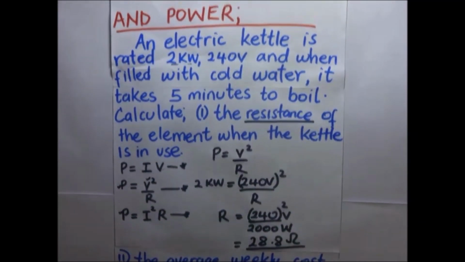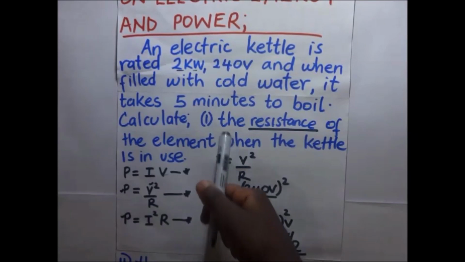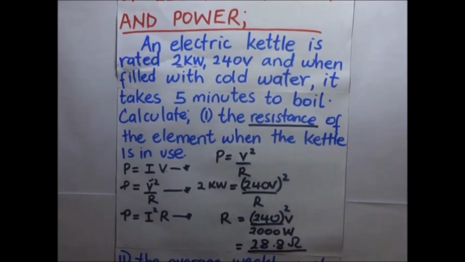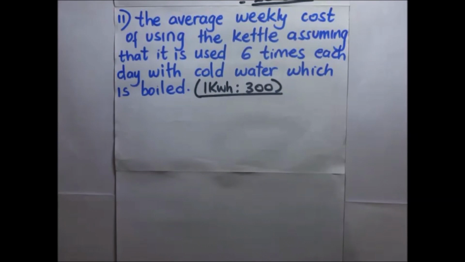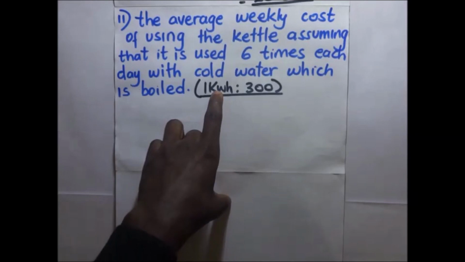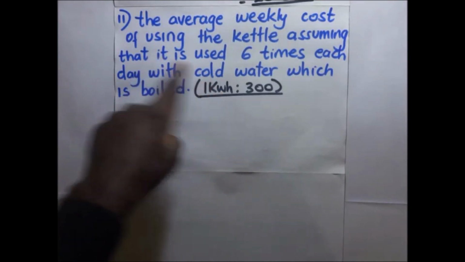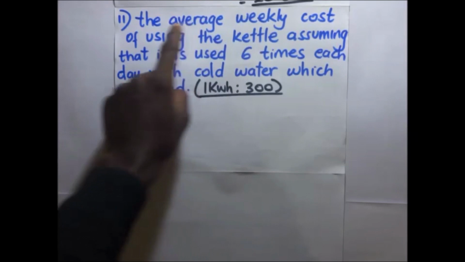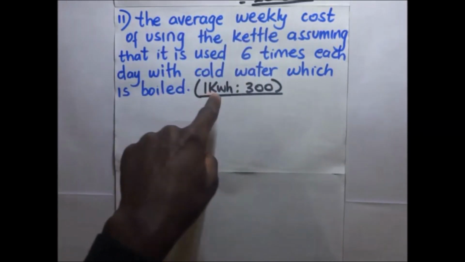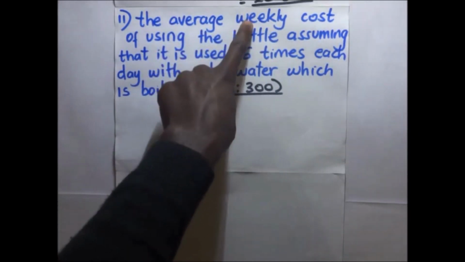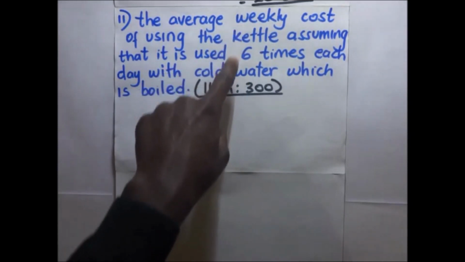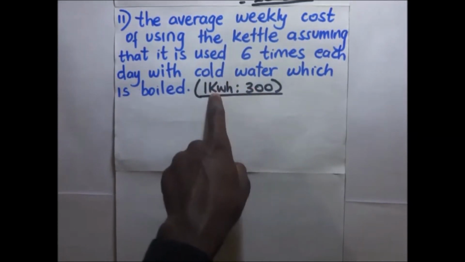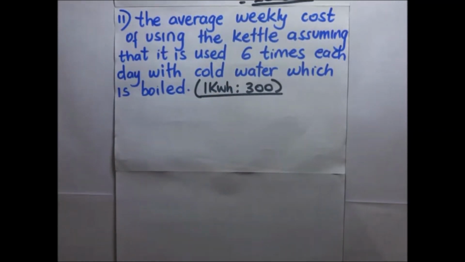So let's look at Roman 2 of the question. Roman 1, they were asking us to find the resistance of the element when the kettle is in use. Now they're asking us to find the average weekly cost of using the kettle, assuming that it is used 6 times each day. So it means that we are supposed to find how many kilowatt hours are spent in a week, because they are asking us to find the average weekly cost. So we find the kilowatt hours that are used every week. After getting the kilowatt hours that are used every week, then we can find the cost of those kilowatt hours.